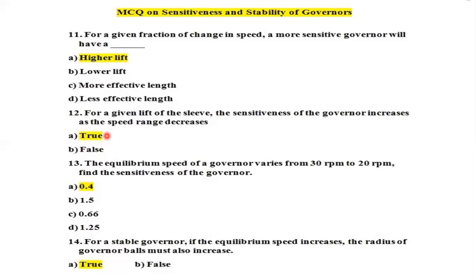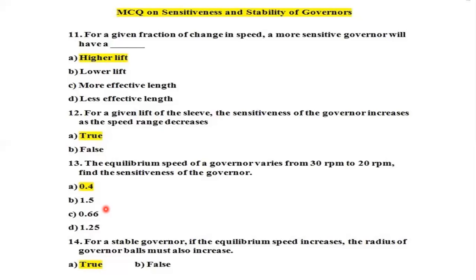So greater the lift of the sleeve will be corresponding to the fractional change of speed. So greater will be the stiffness of the governor. Just now we saw, so the statement is true. So next is a problem. Here we will be having a data. So we are having two different speeds, N1 and N2. They are asking us to calculate the sensitiveness of the governor.